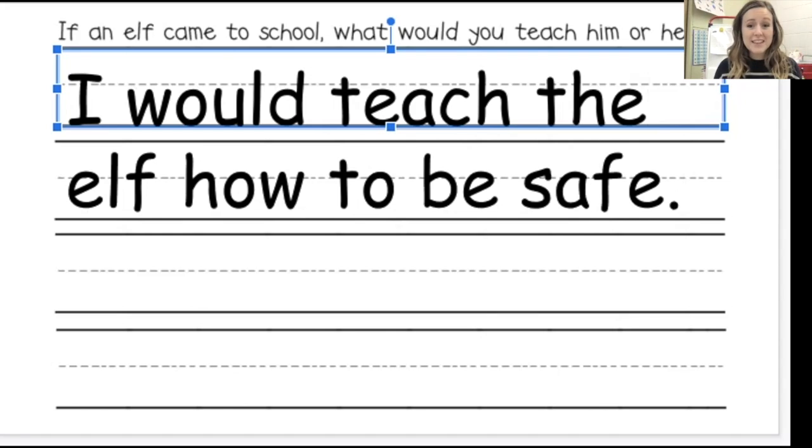Do you see how easy that was? When I get to sight words that I already know, I don't have to sound them out. I can just write them in a snap. And if I get really stuck, I've got my word wall right there to help me.